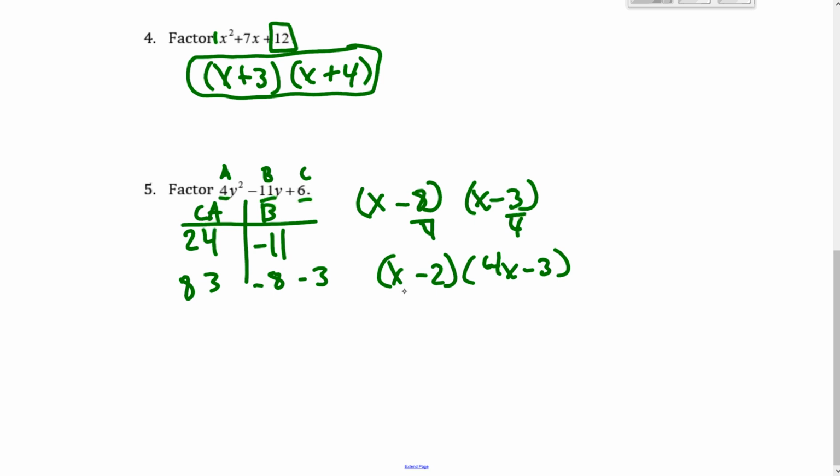You should always at least check the first times the first, so x times 4x is a 4x squared, even though it's a y, so I guess I should change these to a y. We're so used to doing x all the time that I always put an x, but whatever. So those are my 2 factors, and you can check to make sure.